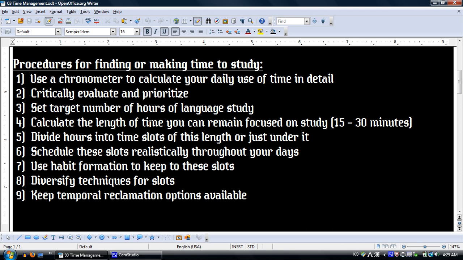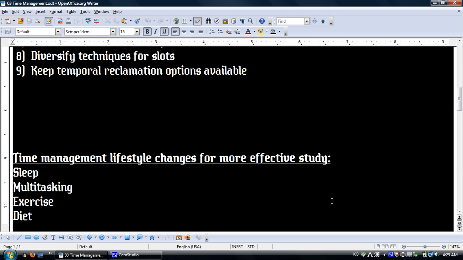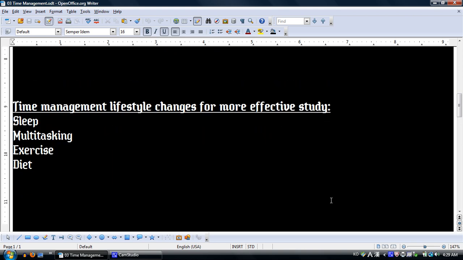Another thing to keep in mind in this respect is if you know that in some of your time slots you can only do one thing, say you have a long commute on the bus each day and you often have to stand and can't do anything else, it's hard to read a book or do something else. You can always listen, so you don't want to schedule your listening material for another time, but save it for this kind of time. So these are a number of procedures for finding or making time to study using your current lifestyle, your current habits.